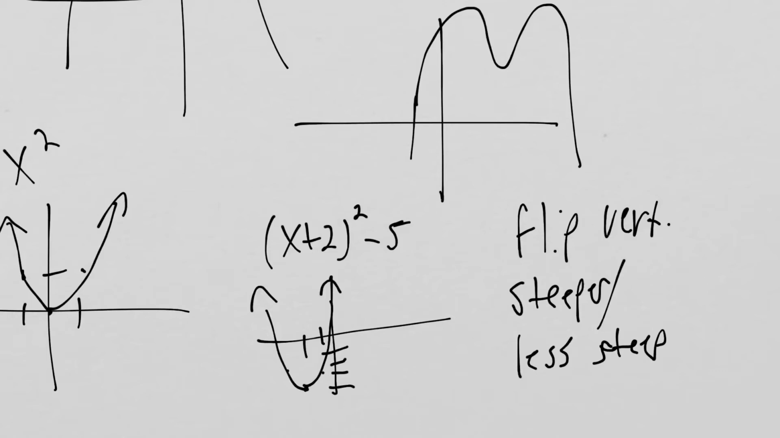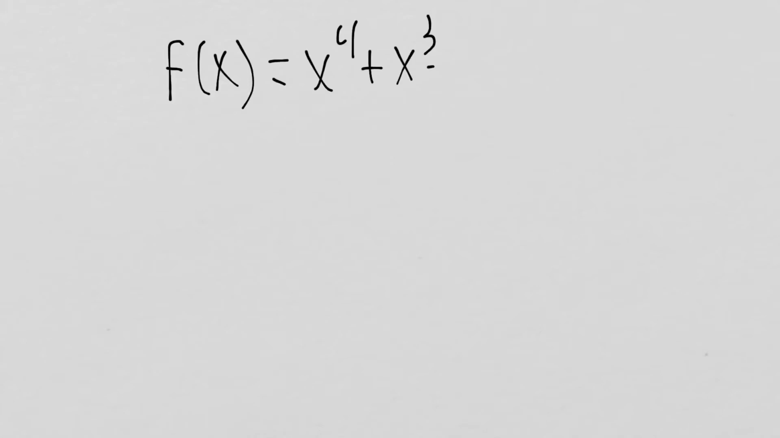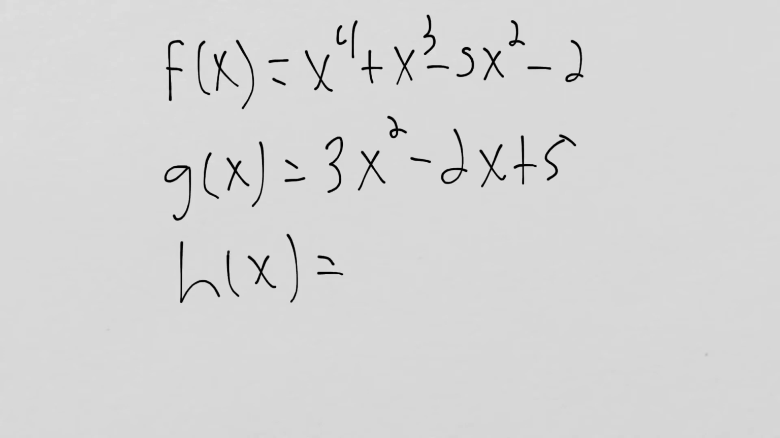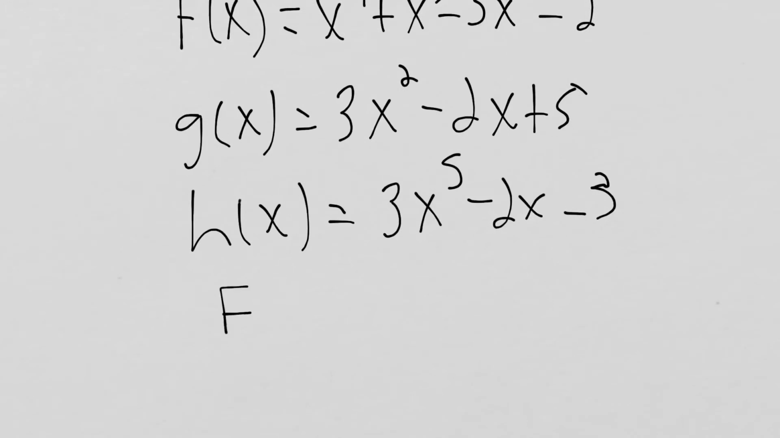Okay, so then types of functions we talked about were polynomials, right? So we reviewed end behavior of polynomials. Polynomials just have multiple pieces, right? x^4 + x^3 - 5x^2 - 2 maybe, or another example of a polynomial would be 3x^2 - 2x + 5, or another example would be 3x^5 - 2x^1 - 3. Right, and we talked about the different possible end behaviors you can get, and you should just try to remember this yourself.